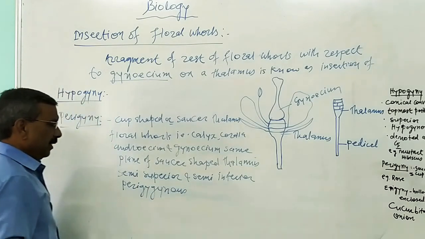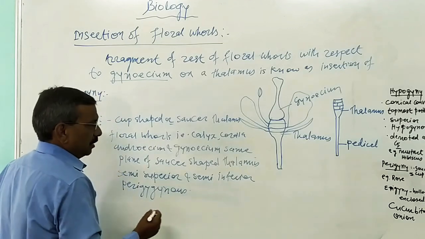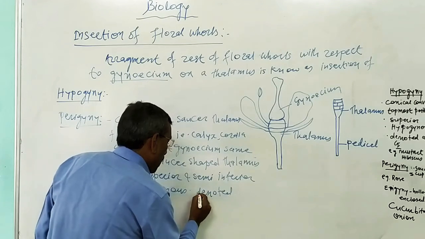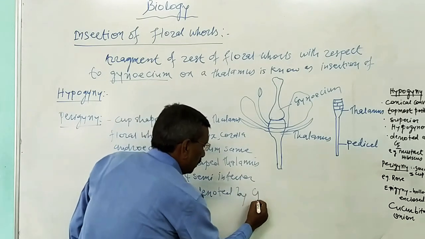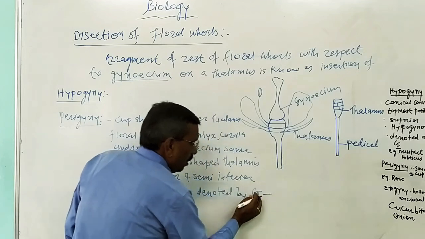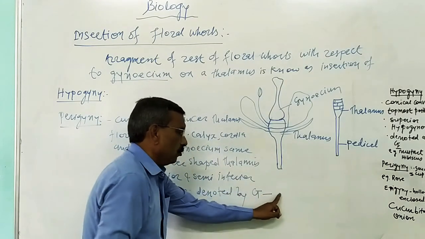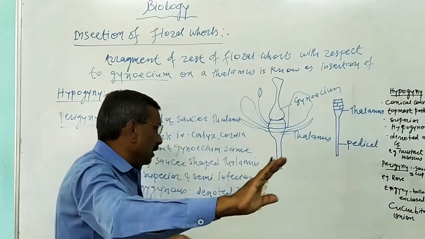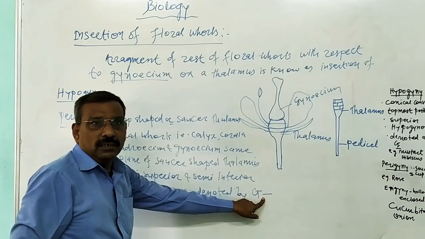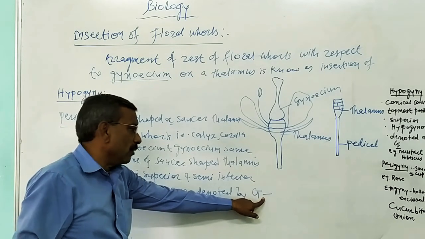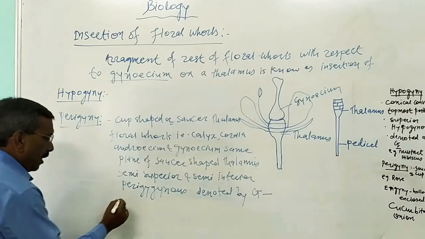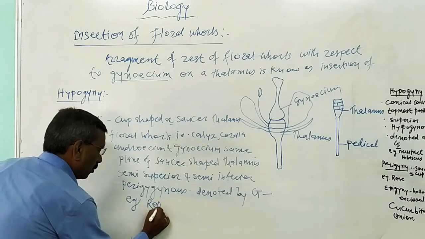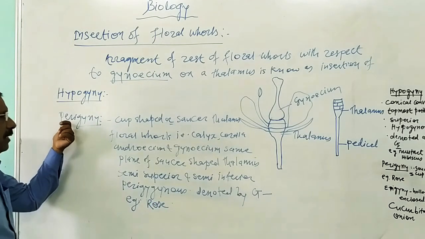This condition is denoted by the symbol capital G with a ring around it. G stands for gynoecium, and the ring stands for the other whorls, which lie on one and the same plane of the thalamus. So they are mentioned like this in a floral formula. In this way, perigyny. An example of perigyny is the rose flower. The flower of the rose plant is the best example of perigyny.